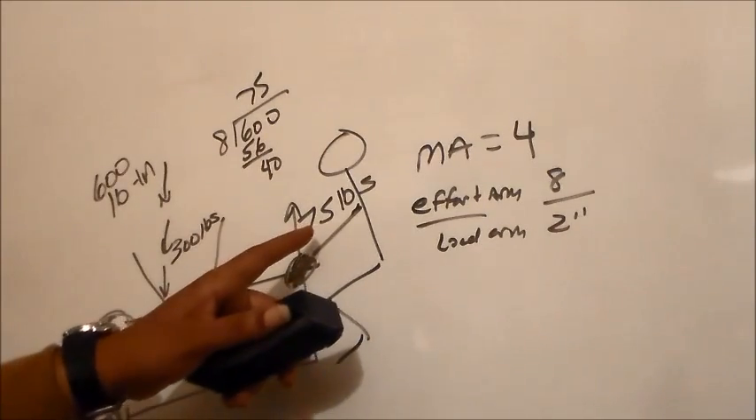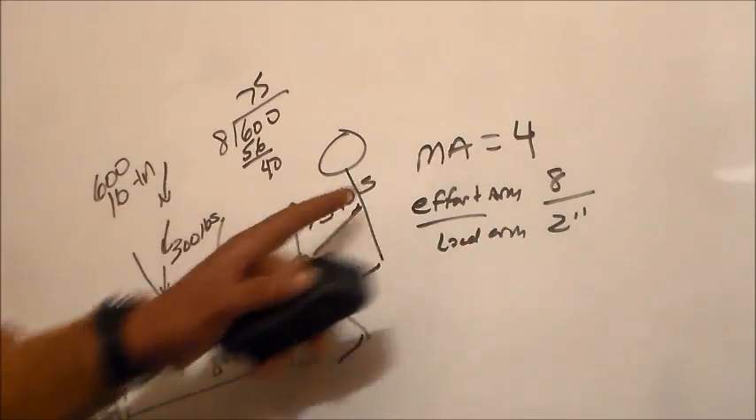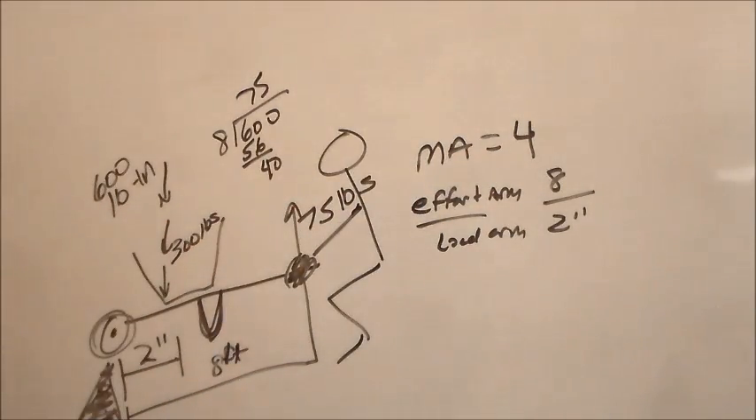And 75 pounds, mechanical advantage of 4 equals 300 pounds. See how that works? So again, I know that was a lot, but just slow it down and try it out.